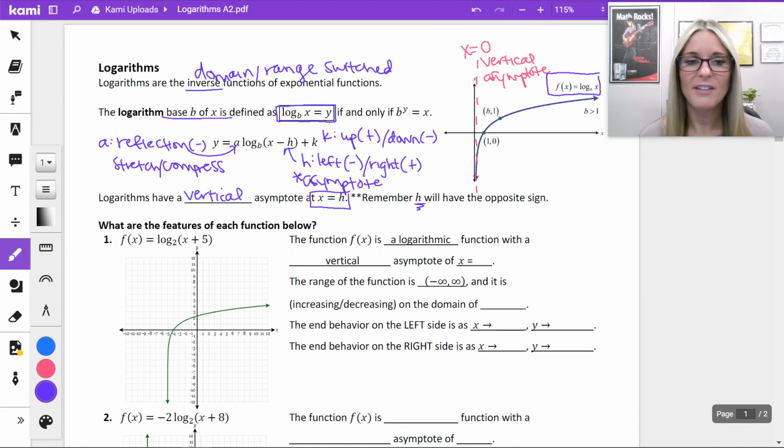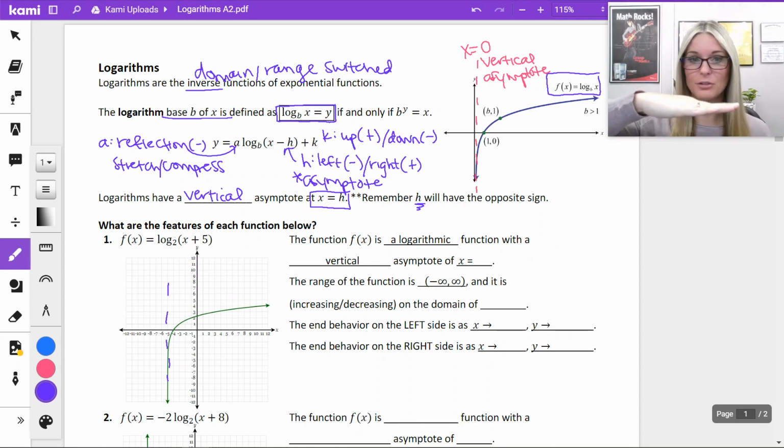Let's talk about the features of our functions. We did this same kind of setup with our exponentials, but now we're looking at logarithms. So number one, f of x equals log base 2 of x plus 5. The function f of x is logarithmic. I can see that in my log. I can also see that it has that vertical asymptote, which we're going to do next. The logarithmic function with a vertical asymptote of x equals. I wrote it above in pink. In order to define a vertical line, we write it as x equals that number, which would create a vertical line because every point would have the same x value there.